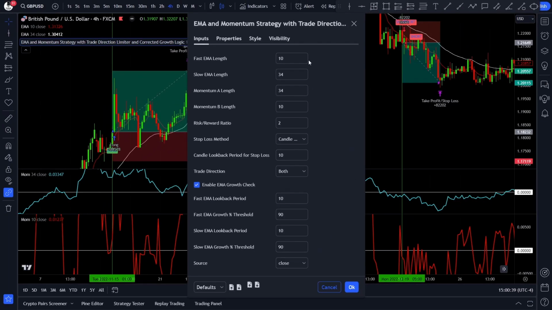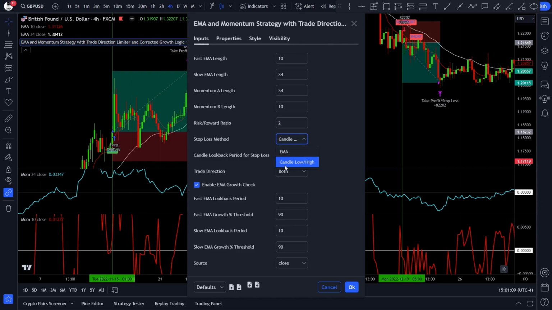Here you can see the strategy script. Inside you can set up each parameter setting you will need for this strategy. For the fast EMA I set 10, slow EMA is set to 34, the momentum A length is the slow moving momentum and that is set to 34. The momentum B is the fast moving one that is set to 10. I am using a 1-to-2 risk reward ratio for the take profit.